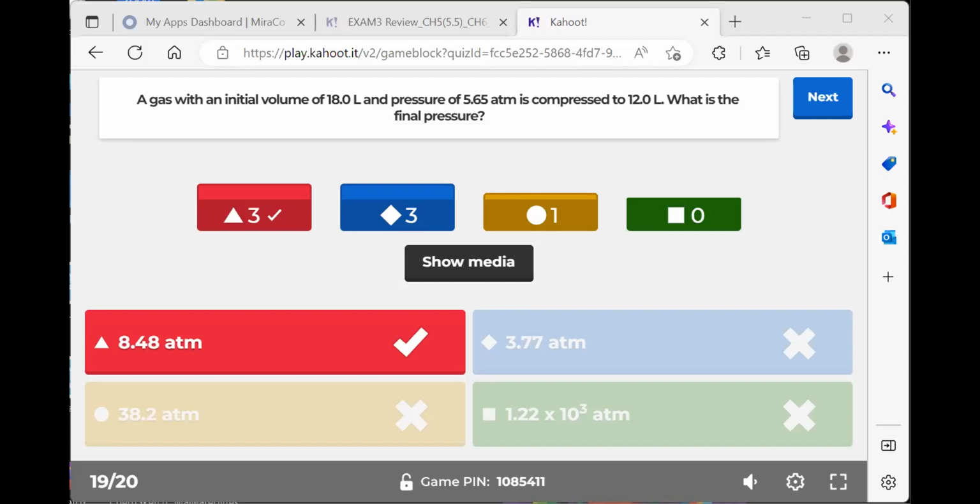Remember that because pressure and volume are inversely proportional, and we know that the volume compressed, meaning that it lowered, that means that the pressure is going to be higher than 5.65. So that's why the blue answer makes no sense. Then when you actually do the calculation, when you need to pick between the red, the yellow, and the green one, that's why the red one is the correct one, okay? And let's go to the last question.